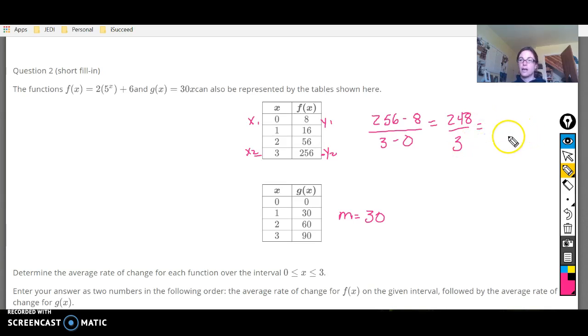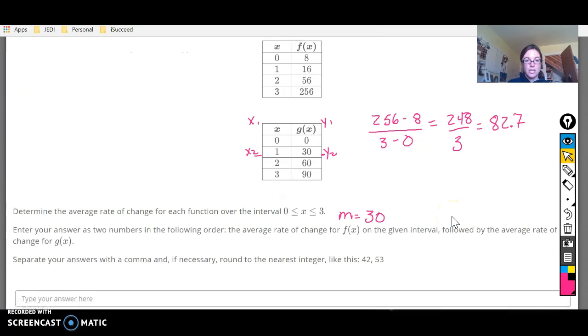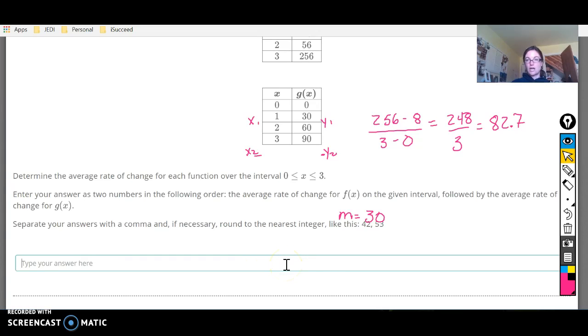And if I put that in my calculator, I get 82.7. You could round that to 83, but I think the more appropriate answer here is 82.7. So those are our two rates of change over the interval 0 to 3. So I'm going to go ahead and type that in there. The first one was 0.7, and the second one, again, was still 30.